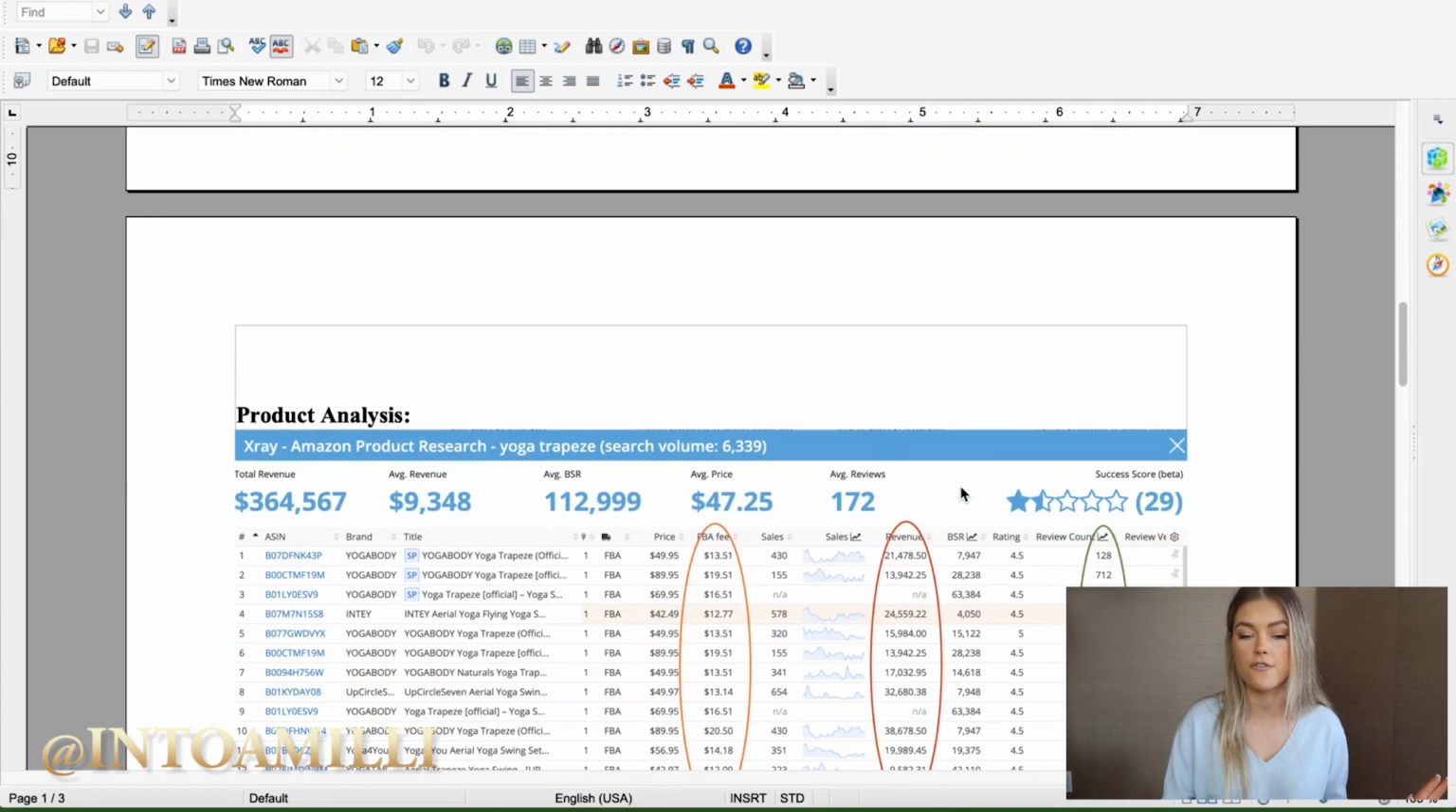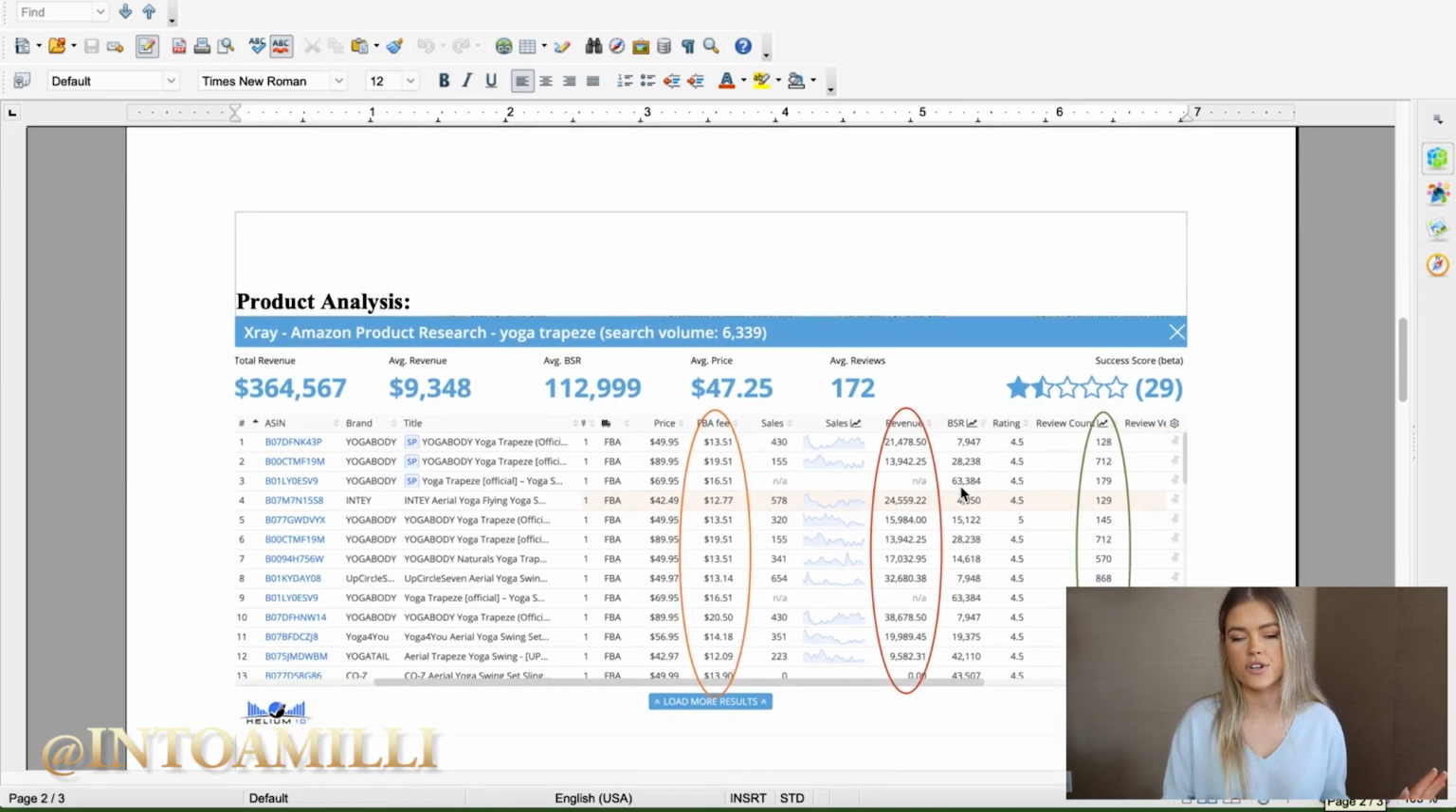And that's why I have this for you. This is a screenshot from Helium 10.